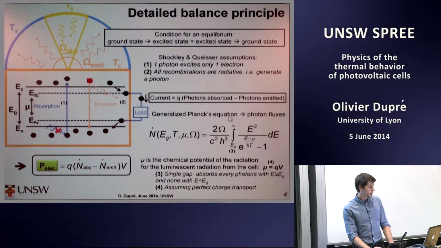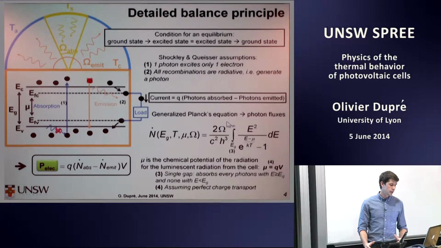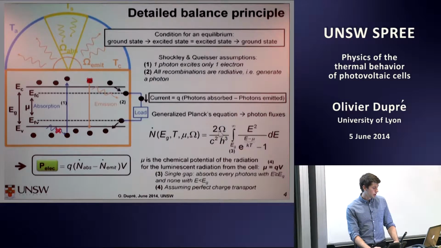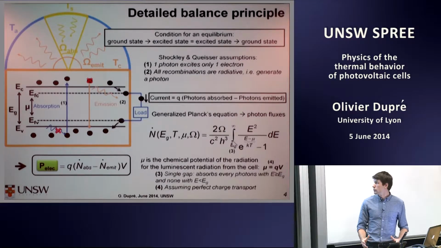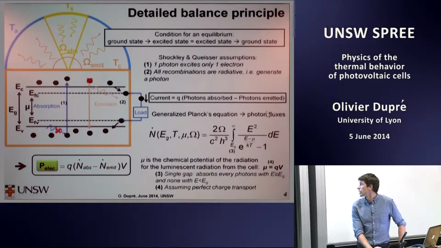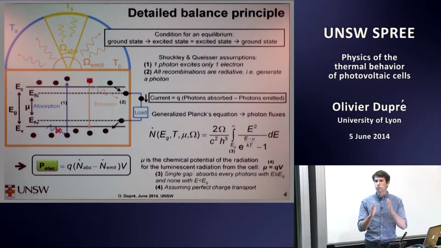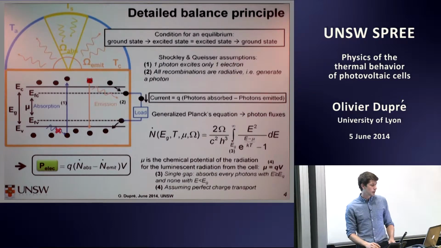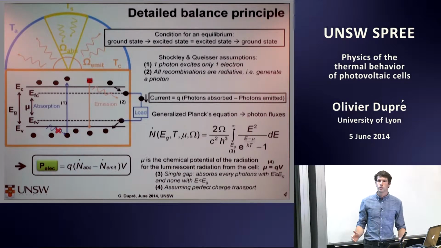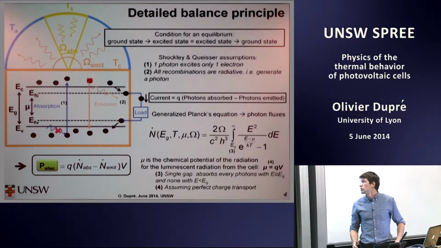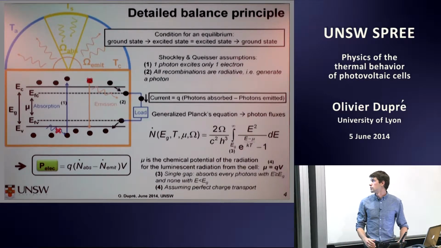To get a photon flux, we can make use of the generalized Planck's equation that relates the number of photons per energy interval, E. We see the solid angle appearing there. Here we are considering that the cell is absorbing photons in a given solid angle, and it's emitting in a different solid angle as a regular cell. We'll see that we can play on that afterwards.